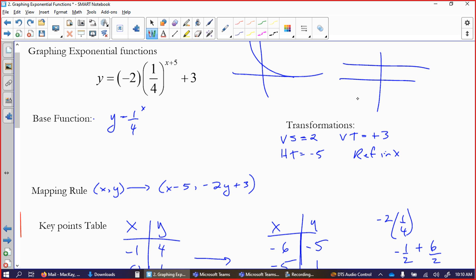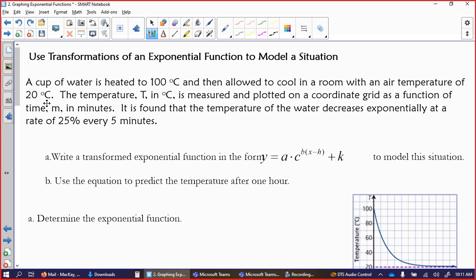It's moved, so the graph's going to look something like that. You have an idea where it is, and that's the whole thing about getting comfortable with this sort of thing. So that's graphing in a nutshell. Transformations to model a situation.